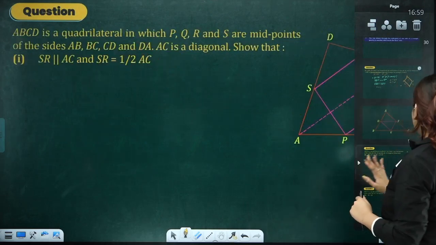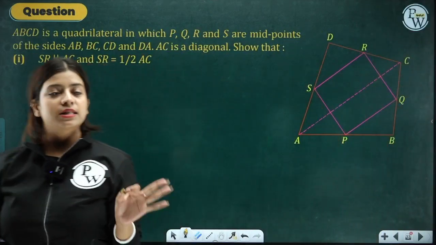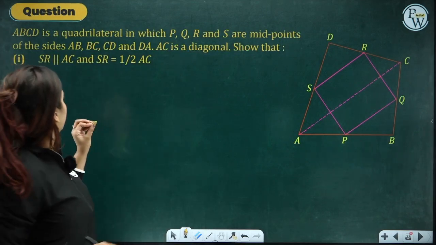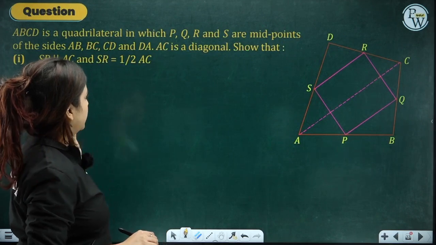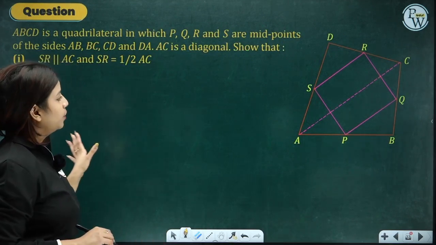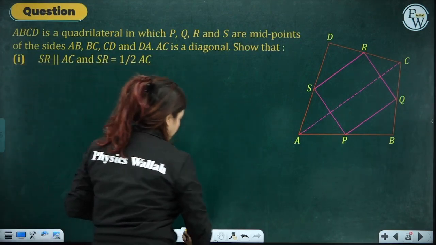Let's move forward to one more question. Over here we have that ABCD is a quadrilateral in which P, Q, R, S are the midpoints of sides AB, BC, CD and DA. AC is a diagonal. Show that SR is parallel to AC and SR is half of AC. Right? S and R are the midpoints.